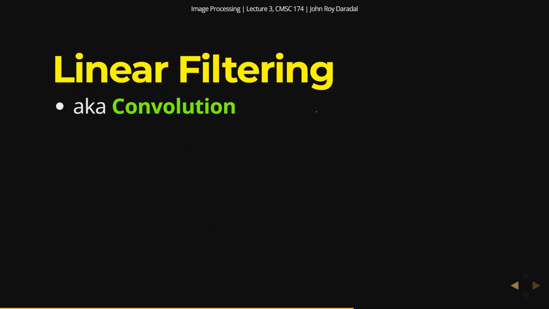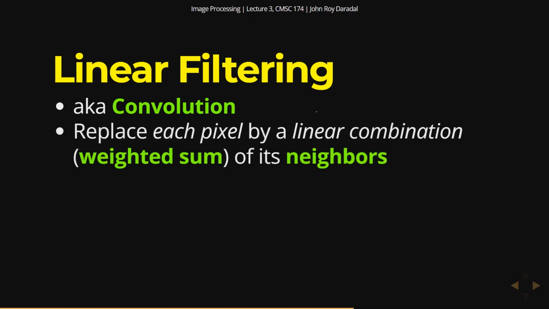Okay, so linear filtering, also known as convolution, is the process of replacing each pixel by a linear combination, or a weighted sum, of its neighbors. So you look at the neighbors, it could be a 3 by 3 neighborhood, a 5 by 5 neighborhood, and then you do some sort of linear combination wherein some neighbors are assigned weights. It could be a uniform weight or it could be a Gaussian distribution, so we'll see the difference in a while. But basically you combine the pixel value and the weight of that neighbor, and when you combine them, that would be the new value of that pixel.